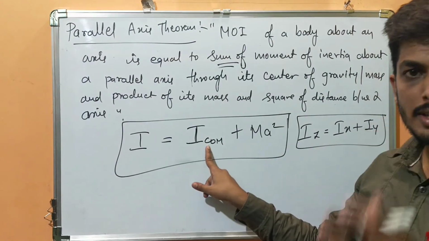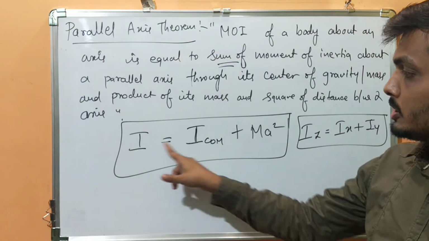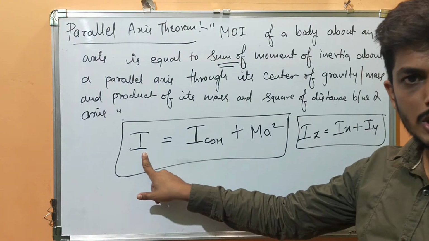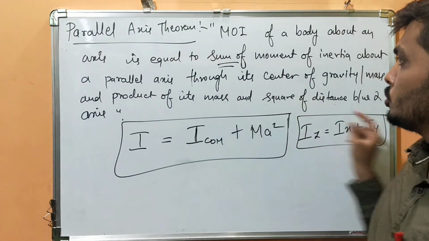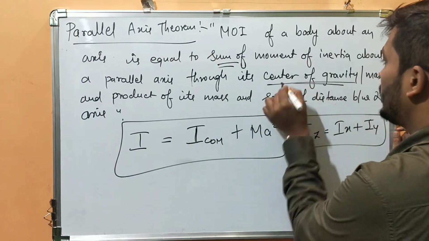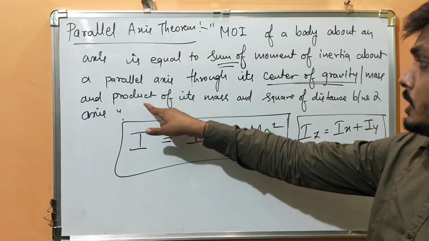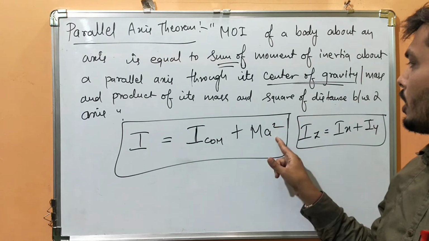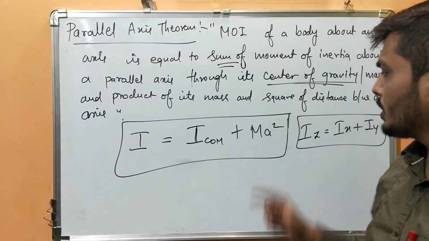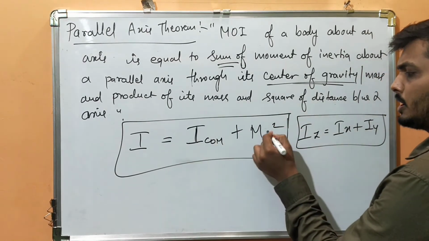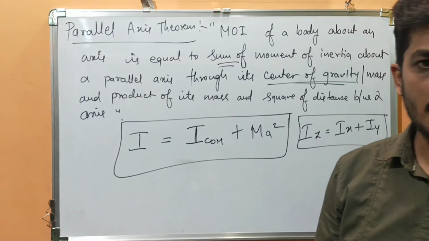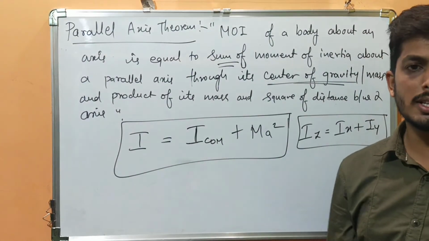What is I_COM? It's the moment of inertia about one axis which is parallel to the axis which I want to find, but that axis should pass through its center of gravity or center of mass, plus the product of its mass and the square of the distance. That distance you can take as A or R. It doesn't make a difference. Have you understood this? We'll try to understand.